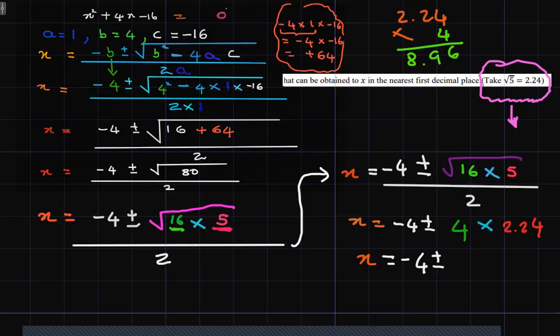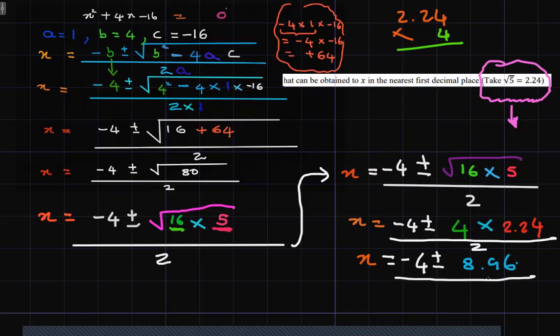So this gives us, but don't forget the 2. You've got to write the 2 here. Division by 2 comes. All right. So what is 4 times 2.24? We found that to be 8.96, divided by 2. How did I get 8.96? I multiplied 4 times 2.24.